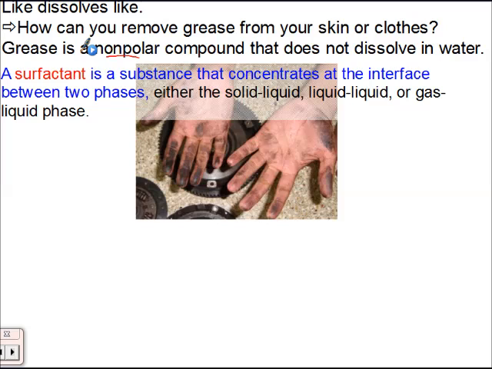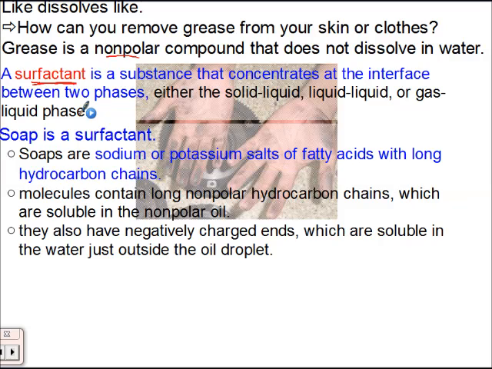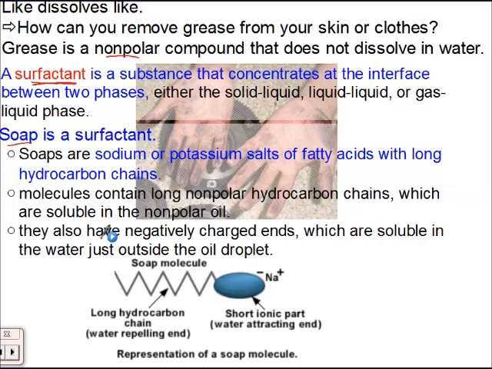The reason we use laundry soap is what's called a surfactant. It's a substance that concentrates at the interface between the two phases. So it works in both phases. Soap is considered a surfactant. Soaps are sodium potassium salts of fatty acids. A long time ago they used to actually make those out of like pig fat. They would use that to make their soap. Now we have nicer ways to make it.